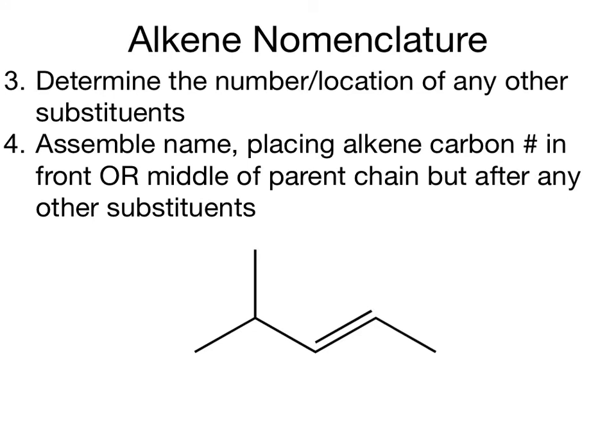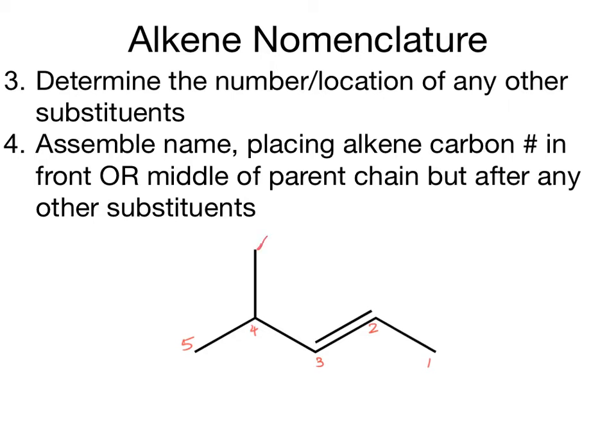Then you're going to assemble the name, and you're going to place the alkene carbon number either in front or in the middle of the parent chain name, but it always comes after any other substituents. So let's practice with this molecule here. I'm first going to number it from the right to the left in order to give my alkene the lower number because it has a higher priority.